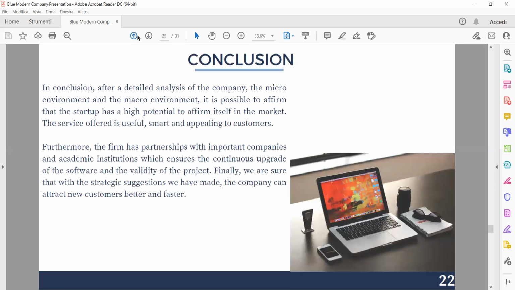In conclusion, after detailed analysis of the company, the microenvironment and the macroenvironment, it's possible to affirm that the startup has a high potential to affirm itself in the market. The service offered is useful, smart, and appealing to customers. Furthermore, the firm has partnerships with important companies and academic institutions, which ensures the continuous upgrade of the software and the validity of the project. Finally, we are sure that with the strategic suggestions we have made, the company can attract new customers better and faster.